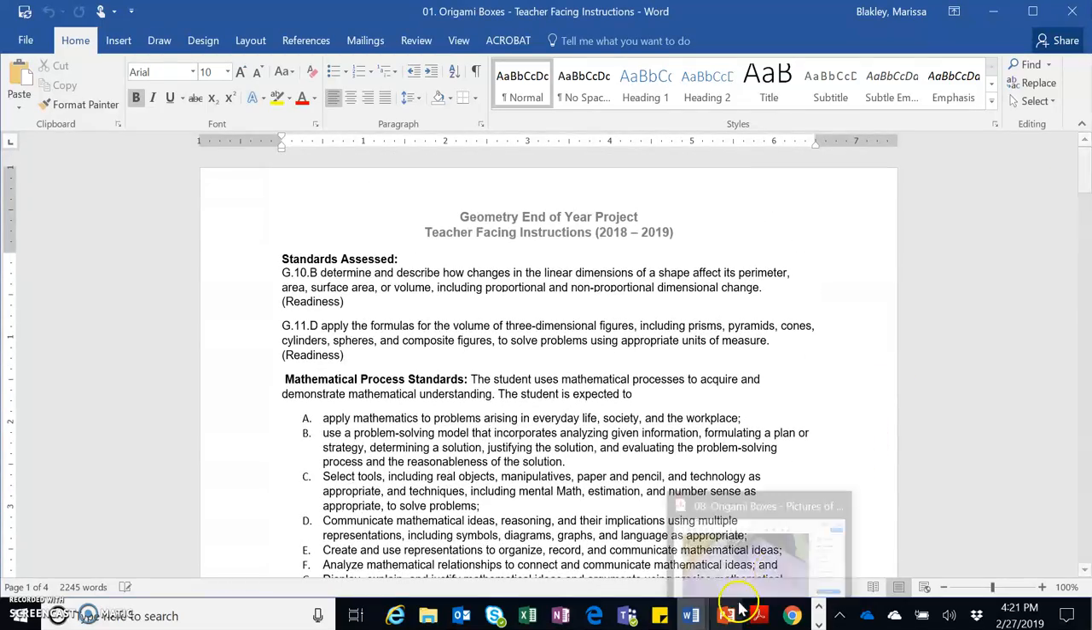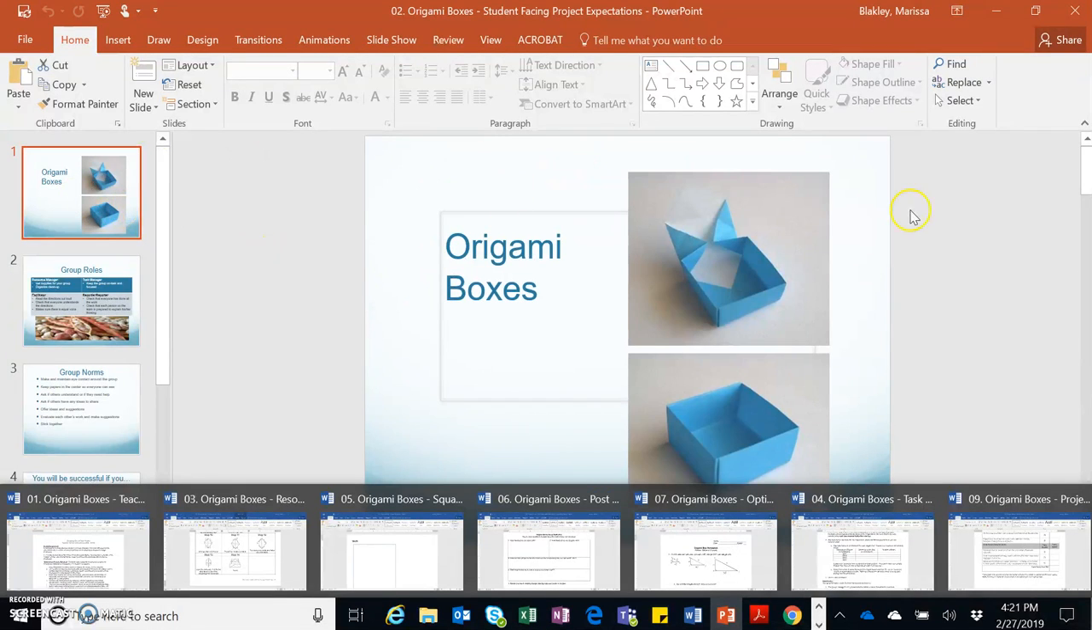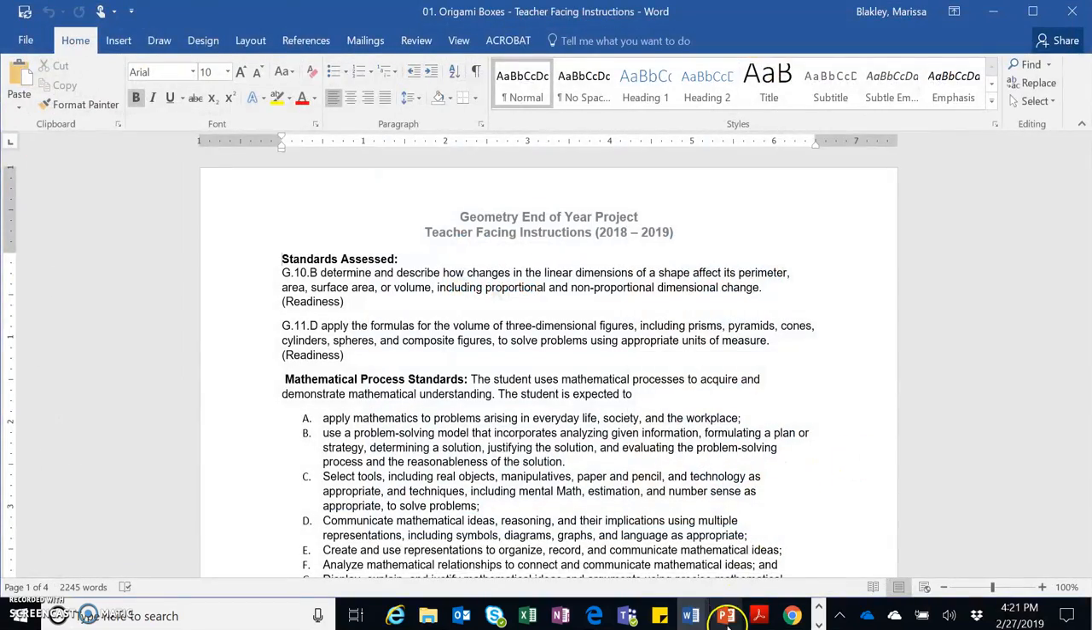And then the only other thing I wanted to make sure I showed you is the student-facing PowerPoint that I showed on day 1. This is just walking them through what the project is going to look like and what their task is going to be for the next several days. Sorry, I don't know why that won't go away. There we go.